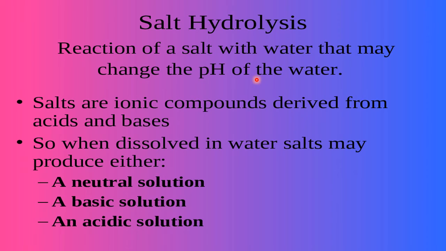So, if the acid is strong, the salt formed is an acidic salt. If the base is strong, the salt formed is a basic salt. If both are equal, weak acid and weak base, or both strong, they will nullify each other. The salt is called a neutral salt. So depending on the type of acid and base, whatever salt is formed will change the pH. That's why it is said that the reaction of a salt with water may change the pH of the water.